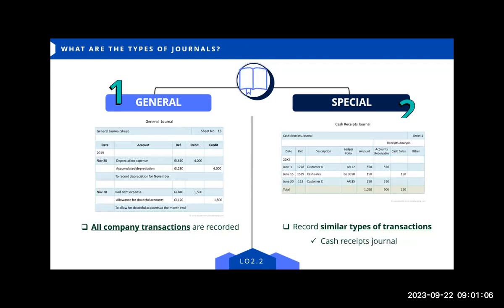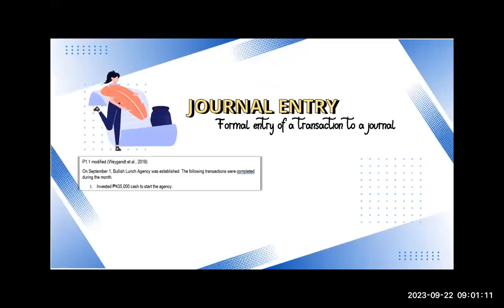So yun, so basically yun lang yung mangyayari. So now the journal entry is the formal entry of a transaction to a journal.